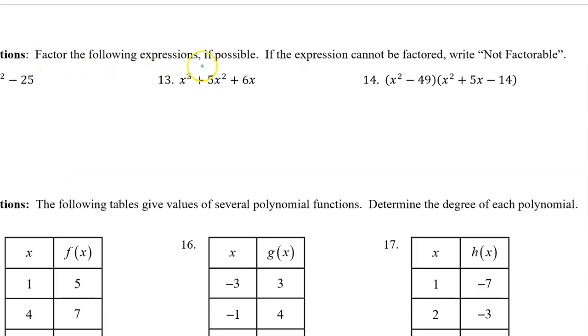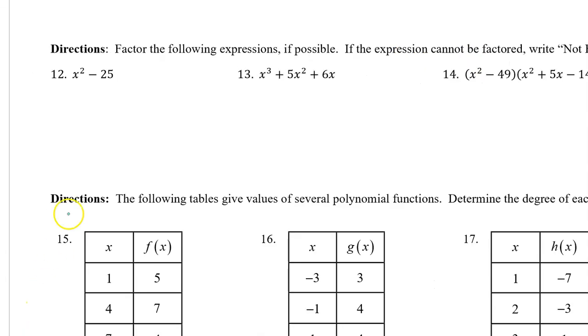Factor the following expressions if possible. If the expression cannot be factored, write not factorable. Number 12 is the difference of two squares. So we can factor this as x plus 5 times x minus 5.